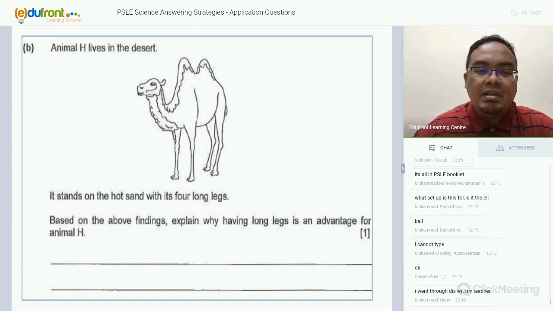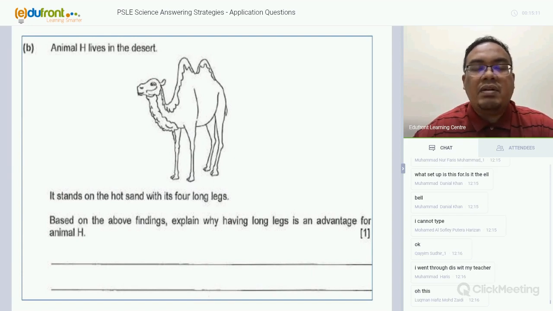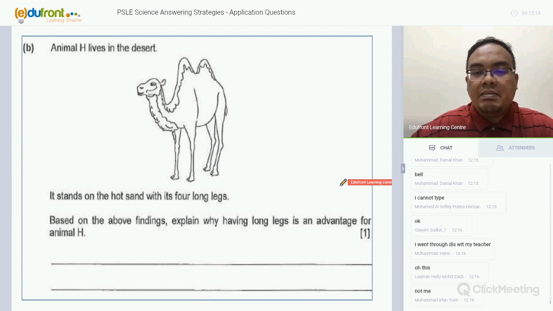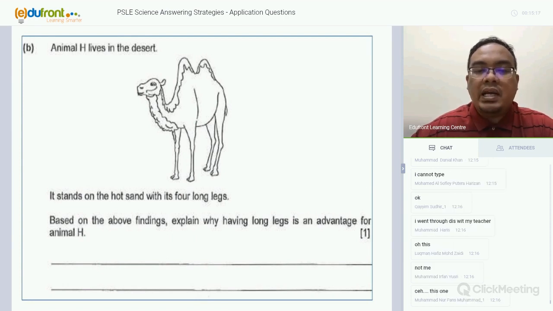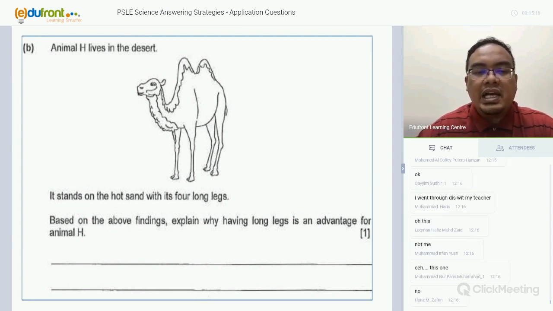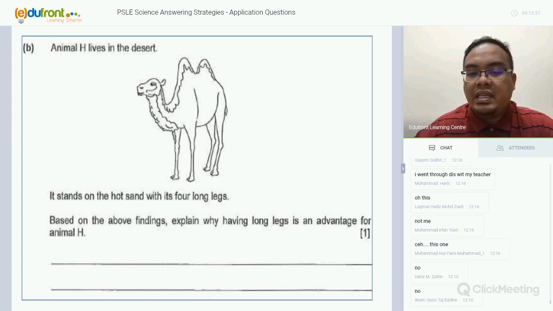You can see this is a camel. Some of you have seen a real life camel. I have seen a real life camel, and I have ridden on one, but most of you may not have the opportunity to ride on a camel. But all of us know that a camel has long legs, right? So here they ask you why having long legs is an advantage for the camel.